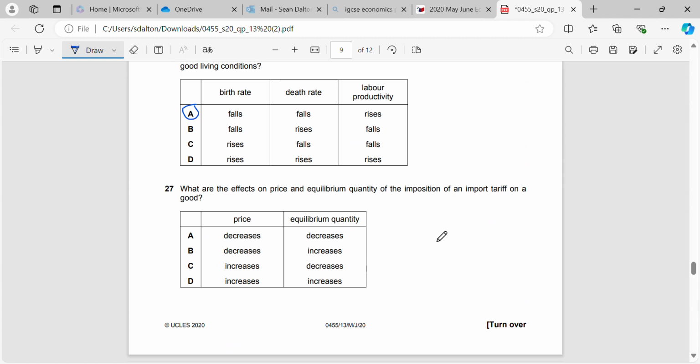Okay, what are the effects on price and equilibrium quantity of the imposition of an import tariff on a good? So you can figure this out by drawing a simple demand and supply diagram. Remember that an import tariff is an indirect tax that's placed on an import. So supply will shift to the left, and what can we see happens here? We can see that the price of the product will increase and the quantity that's being traded will decrease. Okay, so C will be our correct answer there.